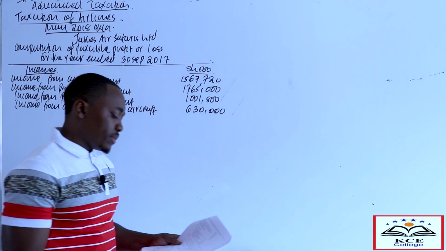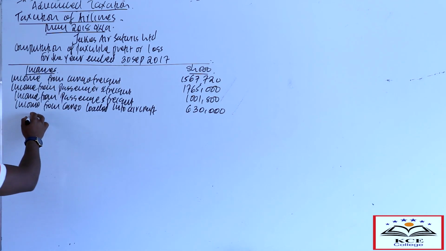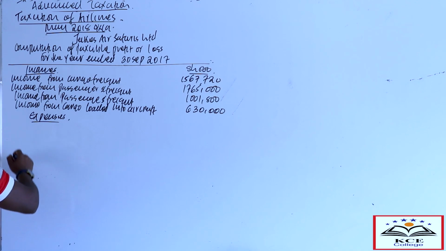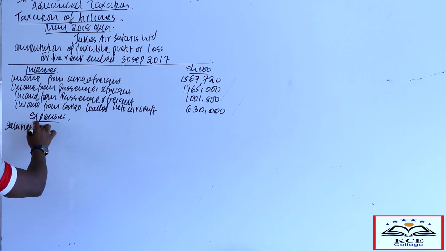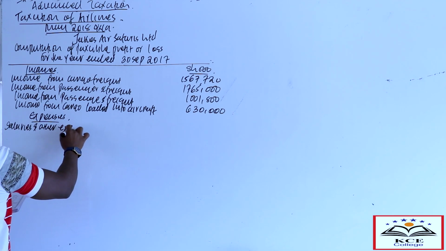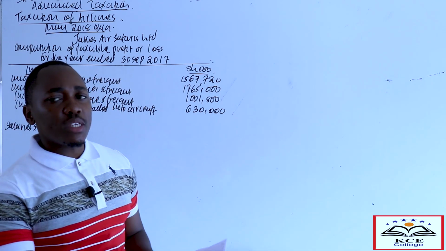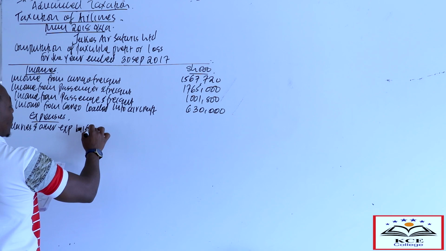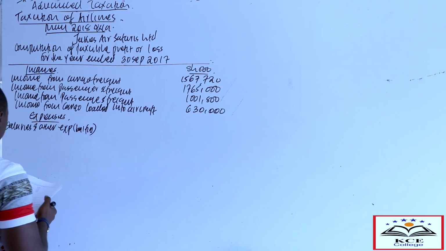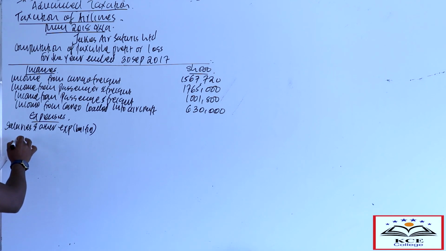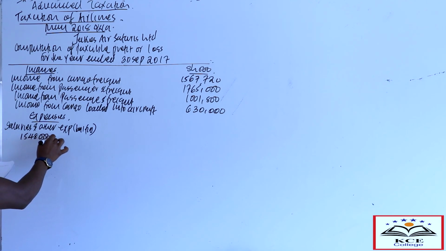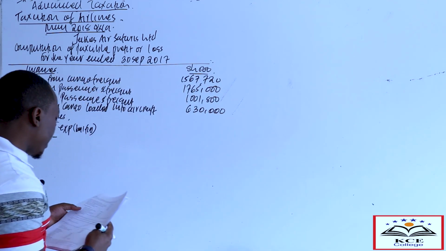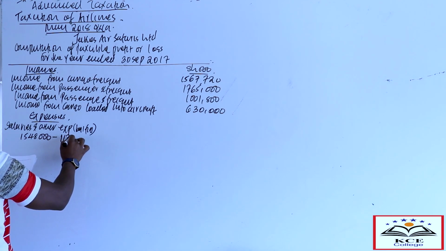Then we need to deduct allowable expenses. For the expenses, let's start with salaries and other expenses. For the amount of salaries, you just take the balancing figure. We are told that salaries and other expenses are 1,548,000, but in note number one, salaries and other expenses include the purchase of plane engine. You deduct that, an amount of 117.